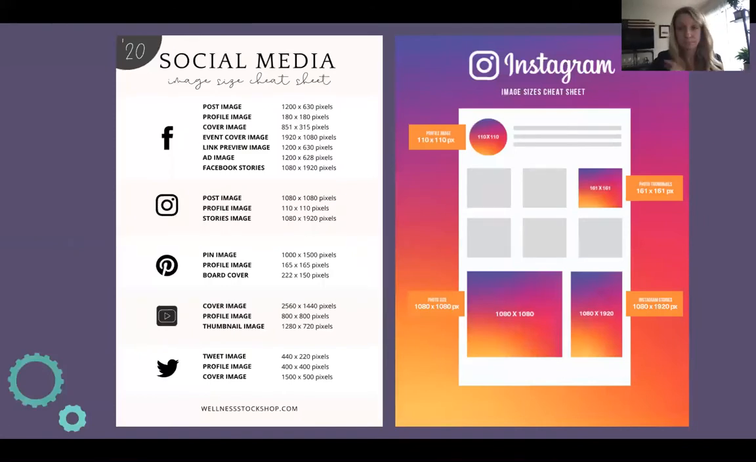As I was saying, again, there are different sizes for each platform. It's really important to size your images correctly. It makes your brand look professional. It makes your business easily understandable, and it's just super important.